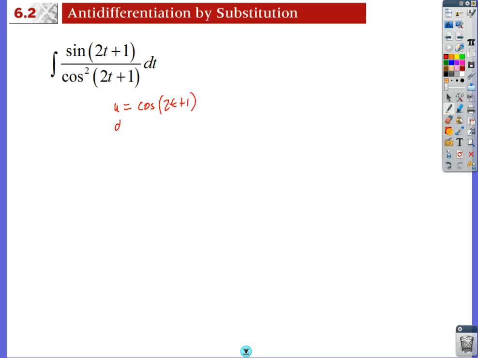and then when I take my derivative, again, dt, du/dt is going to equal negative sine of 2t plus 1 times the derivative of my inside, which will be 2. Solve for du, okay, divide both sides by negative 2, so I get negative 1/2 du is equal to sine 2t plus 1 dt.